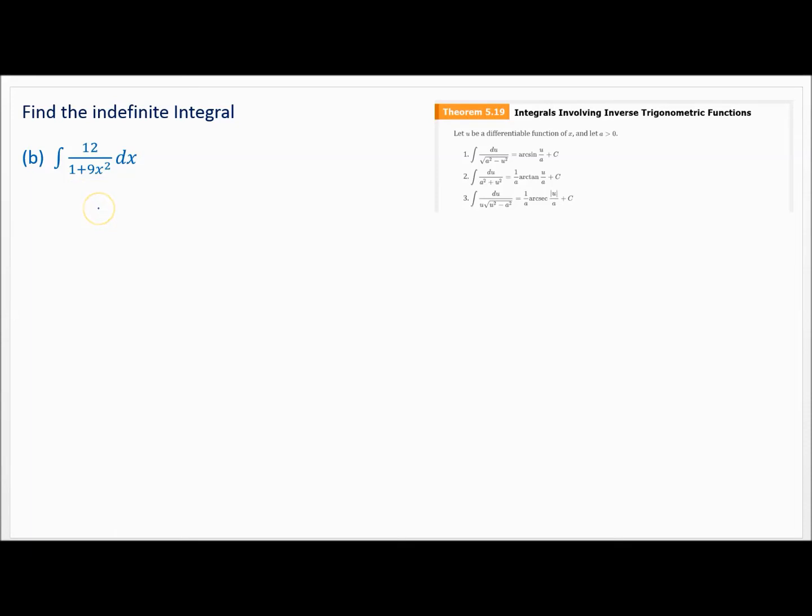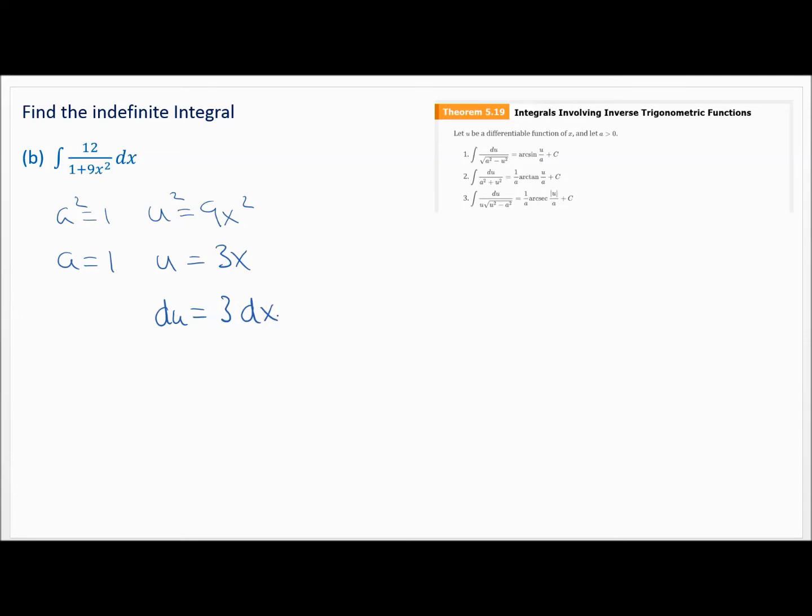Okay, now to do this, I have to identify a squared and I have to identify u squared. Now, a squared could be my 1 right there. So a squared equals 1, where u squared would equal 9x squared. Now, if I carry on, that means a is equal to 1, and u is equal to 3x. You got to take the square root of both of them. Now, I still have to find du. So du is equal to 3. Derivative of 3x is 3 dx.